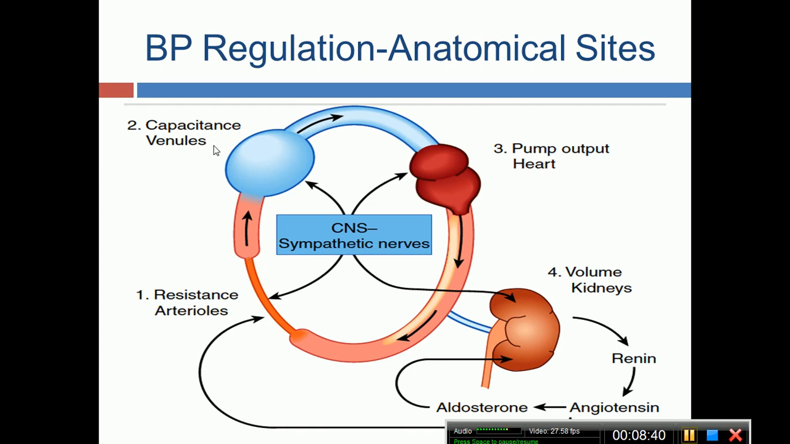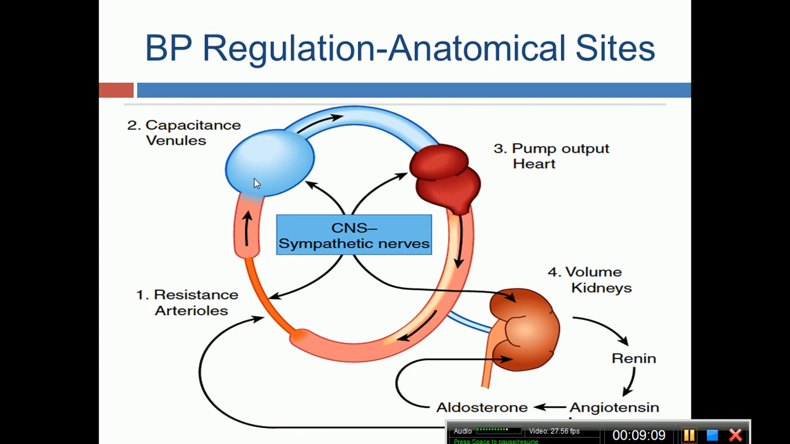Then there are capacitance venules. Veins or venules are the vessels that have a capacity to hold reserve blood. That is why these are called capacitance venules. Capacitance venules means they have a capacity to hold a reserve amount of blood. So here the blood pressure is being regulated.